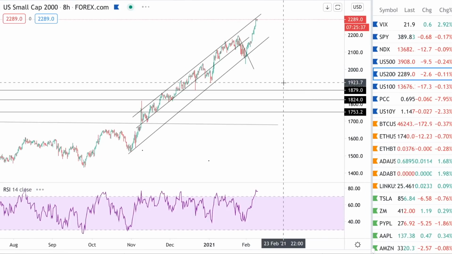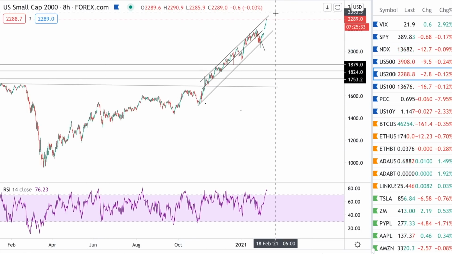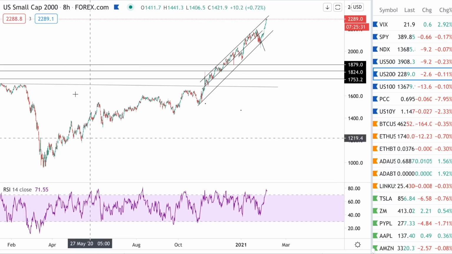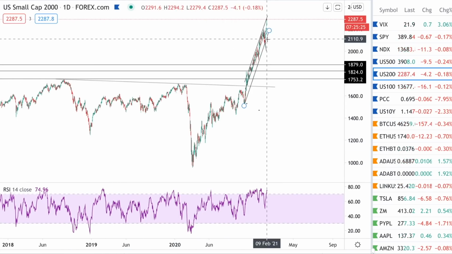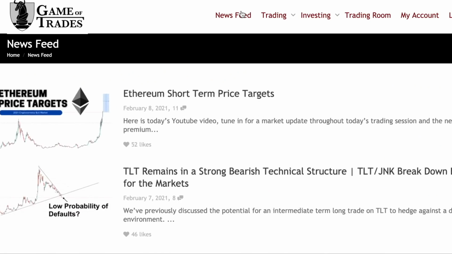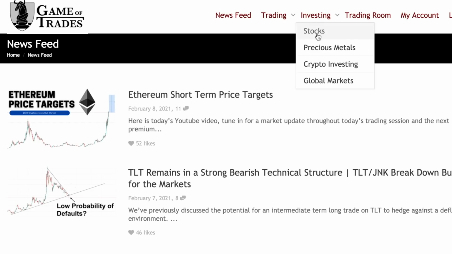Look at what's happening on the small caps. This is just absolutely unprecedented. Is this good? Is this something I want to see as a long-term investor in the stock market? Absolutely not. That's why we're not invested in the stock market. And you can check out our articles at GameOfTrades.net on our long-term view on asset classes.